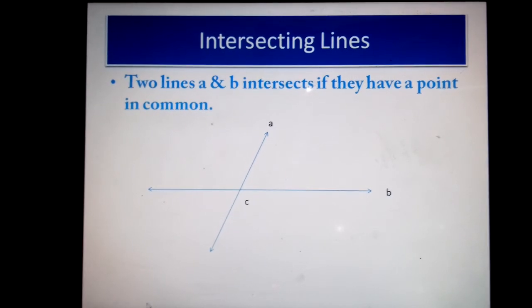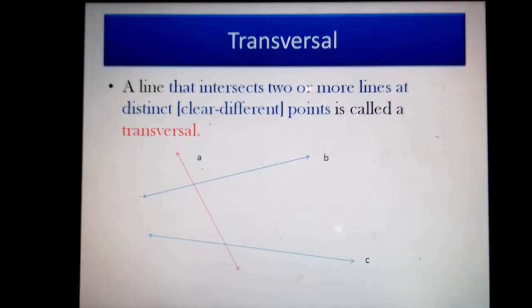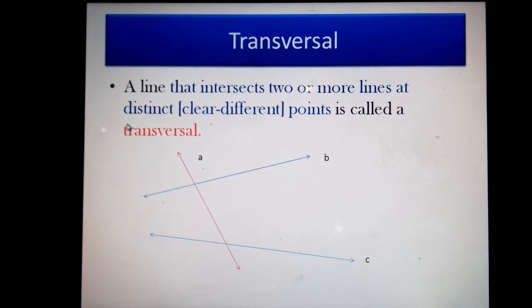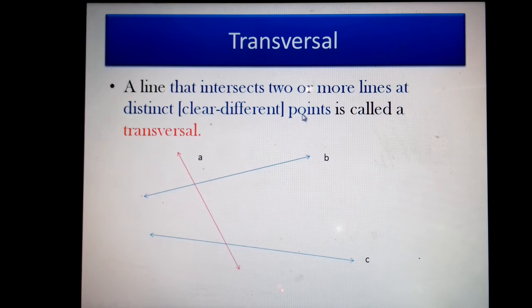Now, proceeding, we have to understand what we mean by a transversal. A transversal is a line that intersects two or more lines at distinct points. For a clear understanding, the word distinct here means clear, or at different points. In that sense, that is called a transversal.